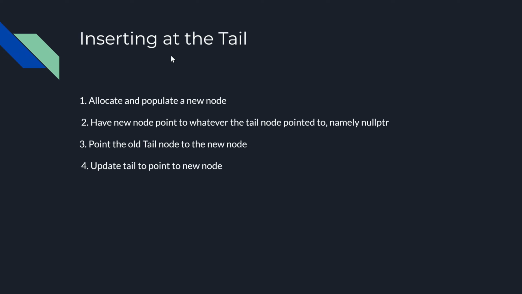Inserting at the tail: allocate and populate a new node. Have the new node point to whatever the tail node pointed to, namely null. Point the old tail to the new node, update tail to point to the new node. Tricky.